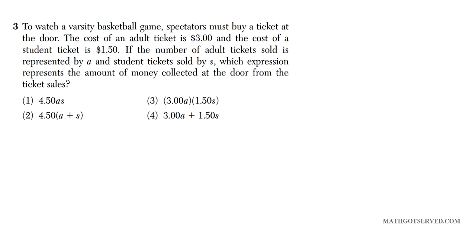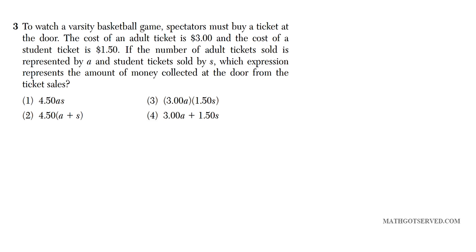All right, let's take a look at problem number 3. It reads, to watch a varsity basketball game, spectators must buy a ticket at the door. The cost of an adult ticket is $3 and the cost of a student ticket is $1.50. If the number of adult tickets sold is represented by A and the student tickets sold by S, which expression represents the amount of money collected at the door from the ticket sales?